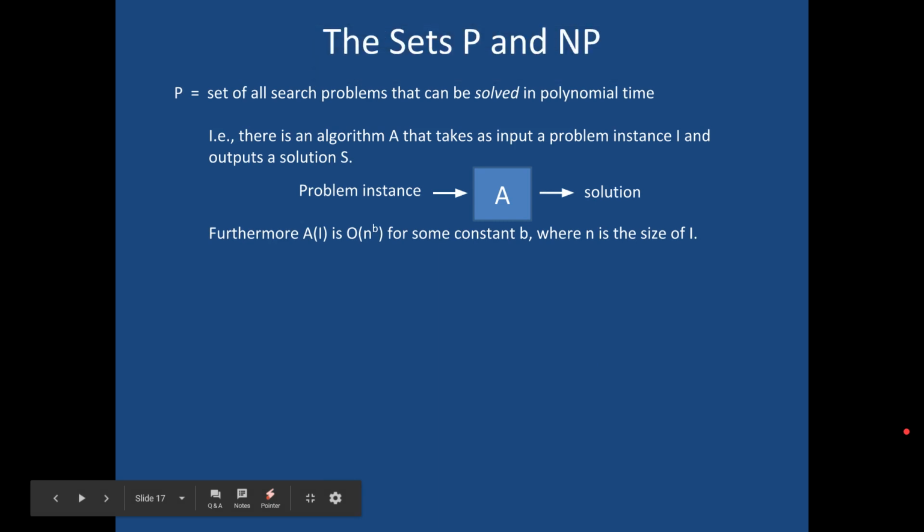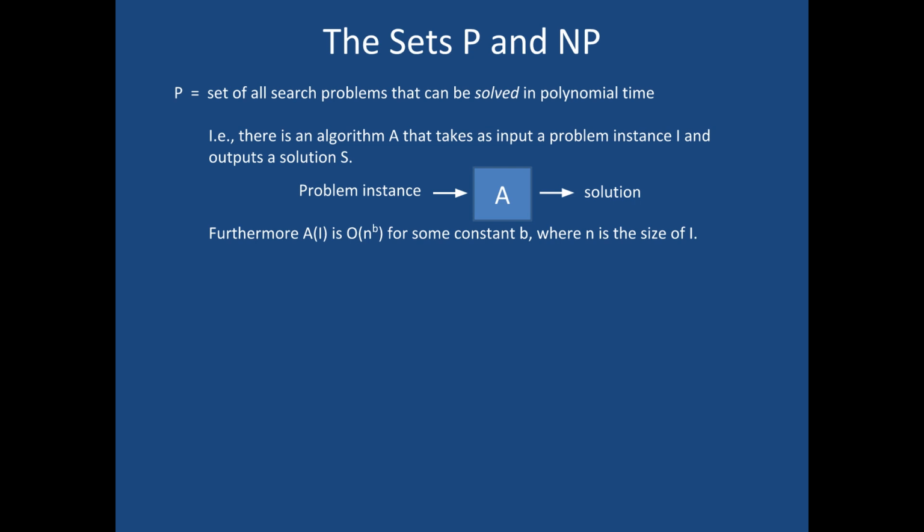Okay, so to discuss those problems on both sides, I'm going to define two sets, P and NP. So P is the set of all search problems that can be solved in polynomial time. So forget about verifying in polynomial time. We just want to be able to solve it in polynomial time. So we're just asking, is there an algorithm that you give a problem instance and it spits out a solution, and the running time is O of n to the b, where b is a constant and n is the size of the problem instance that's going in.